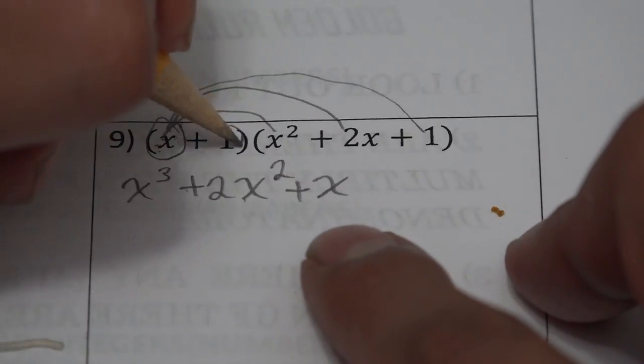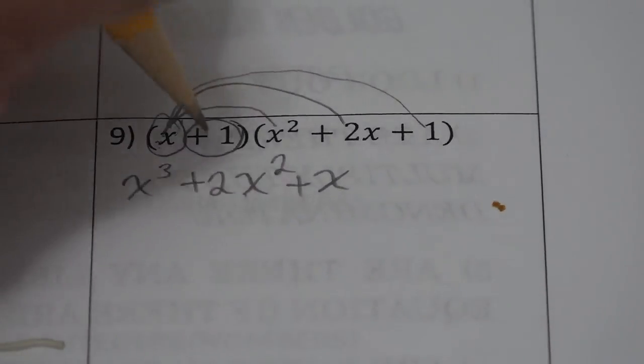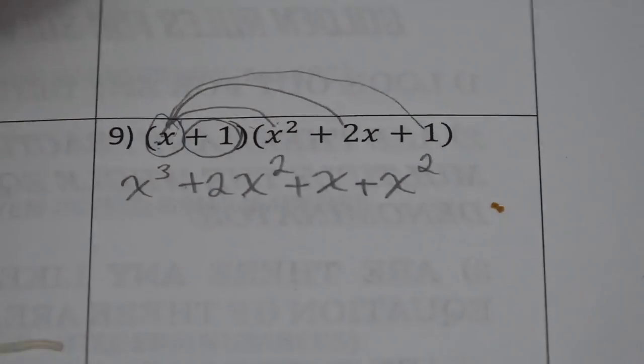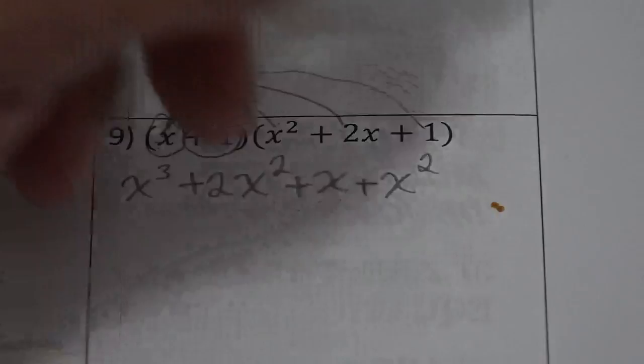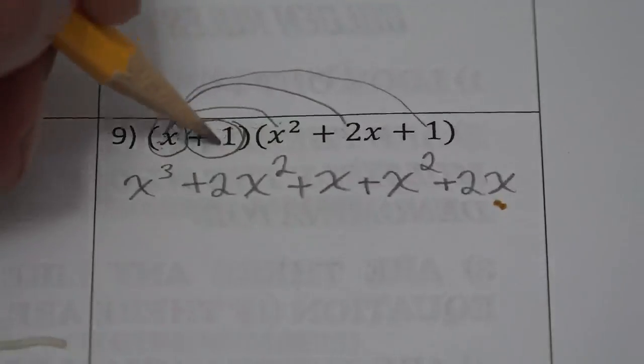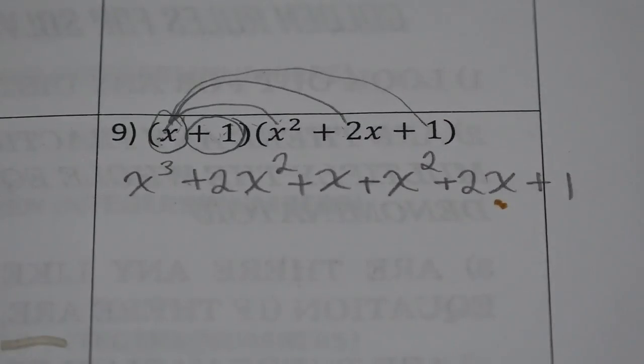Now I'm gonna start with the 1. Okay? So 1 times x squared is positive 1x squared. Then 1 times 2x is, well, anything times 1 is itself, so 1 times 2x is 2x. And 1 times 1 is 1. Okay? And now we add the like terms.